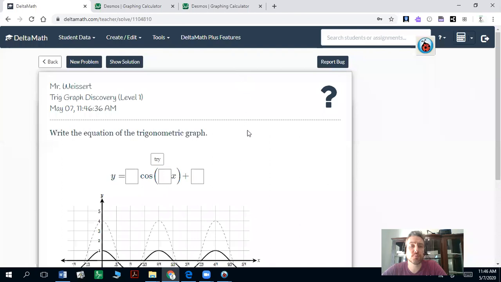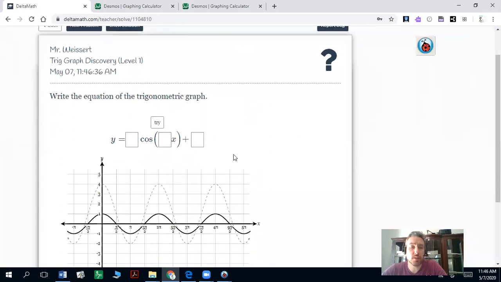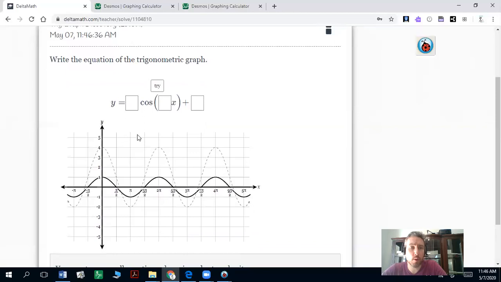What you'll see is the default cosine or sine graph in bold, and we want to get it to look like the dashed one, okay? Now you can play around with it. It's not going to let you submit it until you get it right anyway. But what we want to do is first look at the midline. I think the midline's probably the first thing you want to identify.